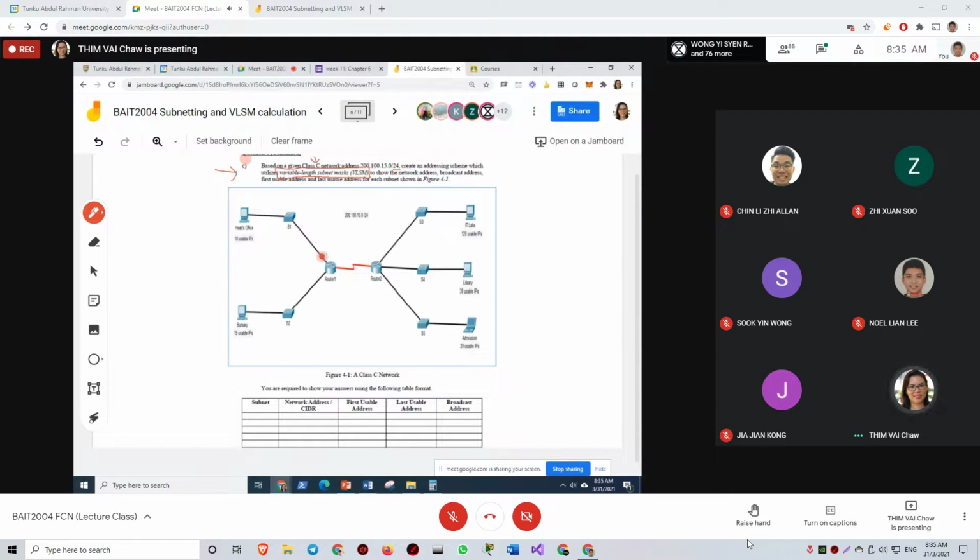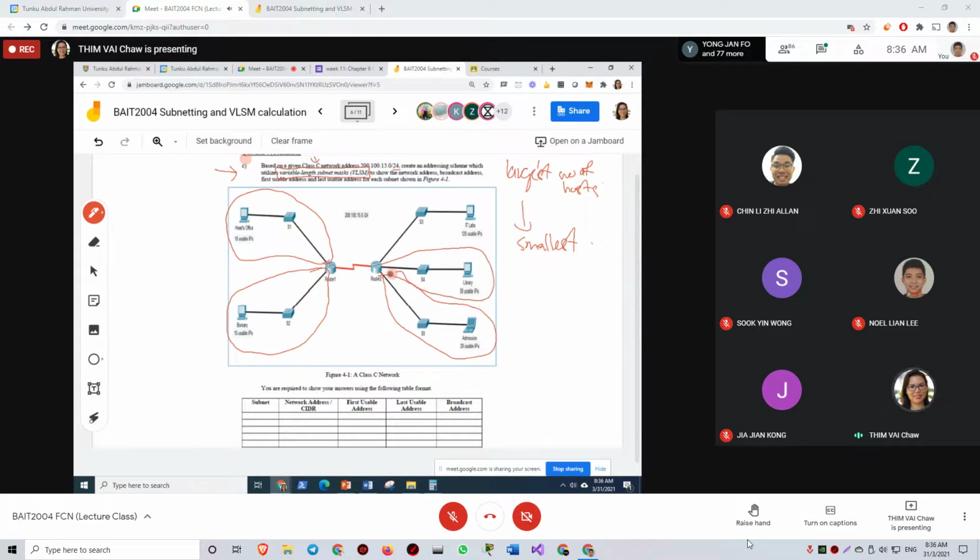So in this case, you should always start from the largest number of hosts required, then go to the smallest. From this diagram, what I need to do here is draw. He did not tell you how many subnets, so you must be able to define here is one subnet, here is another one, 1, 2, and you are included here.